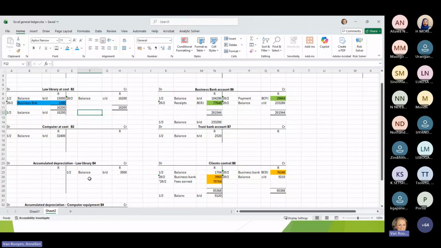We've got the 3,000. And then where's the question? Calculate depreciation on equipment and law library at 20% per annum on the straight line method. I remember reading something about that. Let me just see, what was it? 3,000.